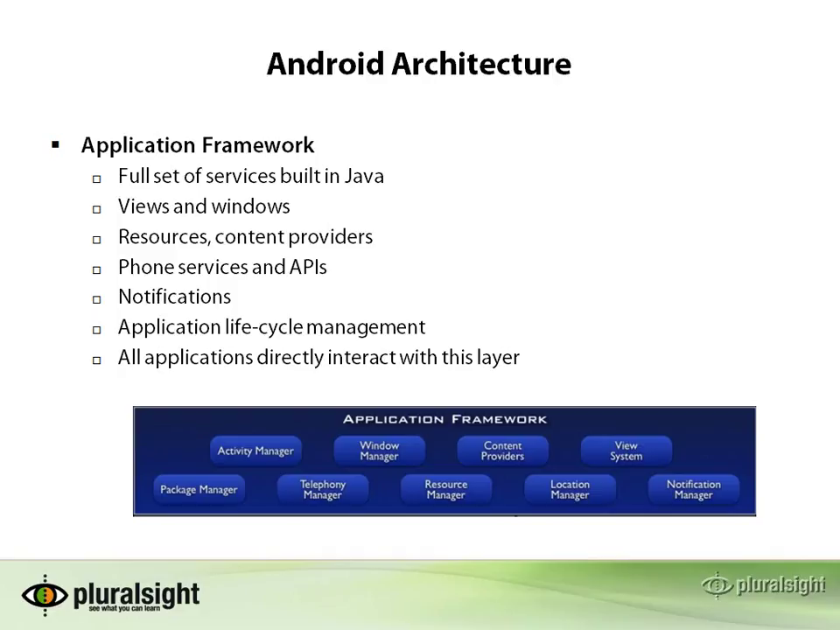There's also lifecycle management, which we're going to talk a little bit more about, but at this layer is where the operating system is deciding which applications to run and kill at different times. And then all of the applications that you build are going to directly interact with this layer. In fact, as I said before, all the applications that Google built that are on your phone directly interact with this layer.